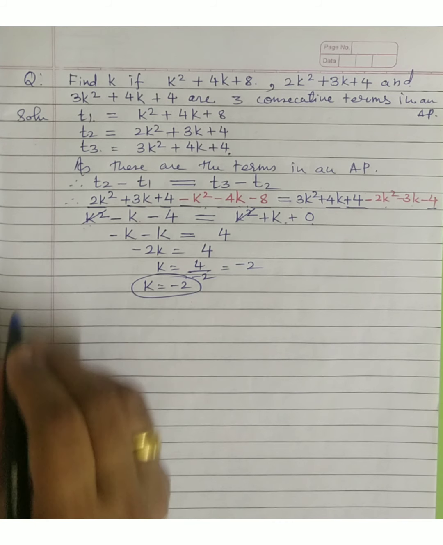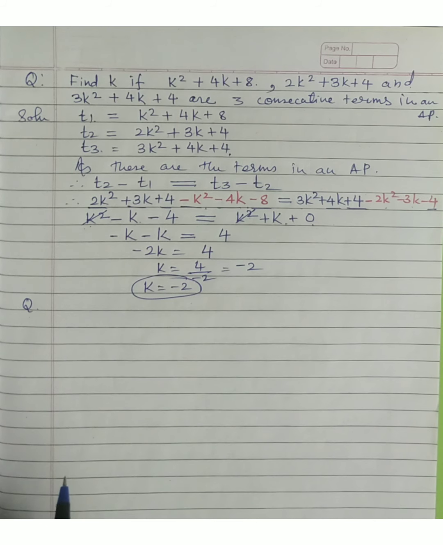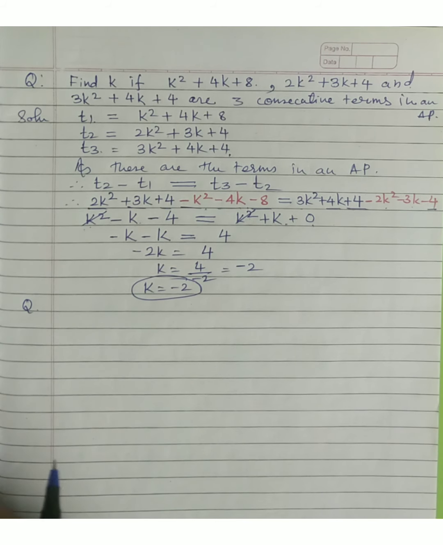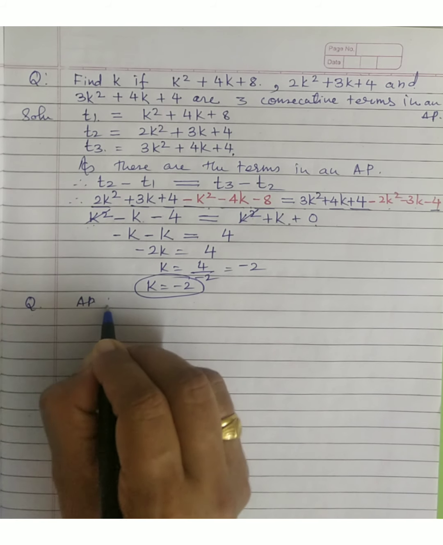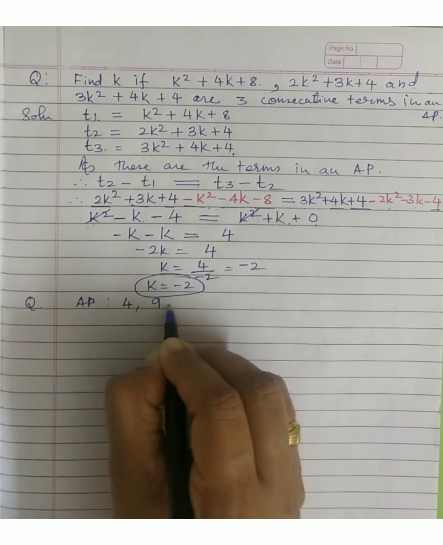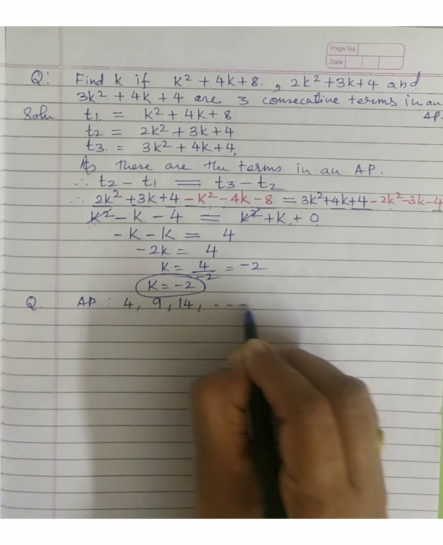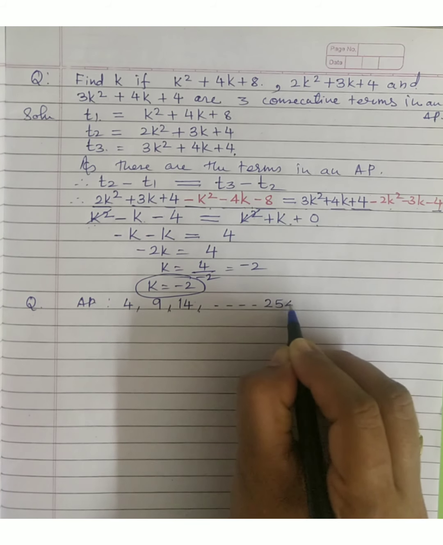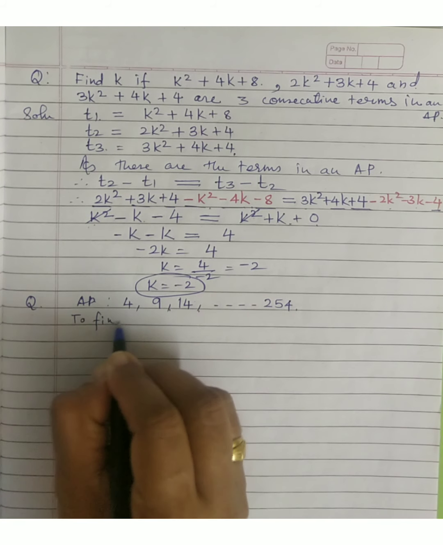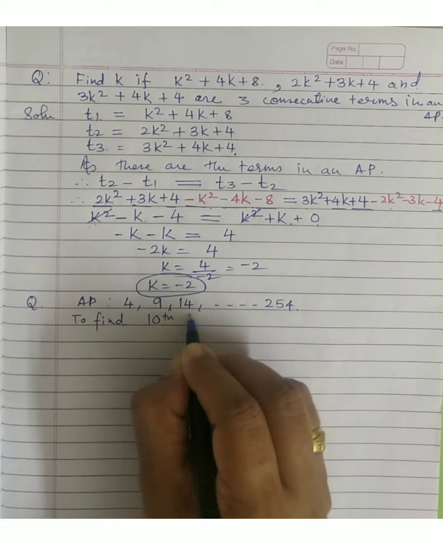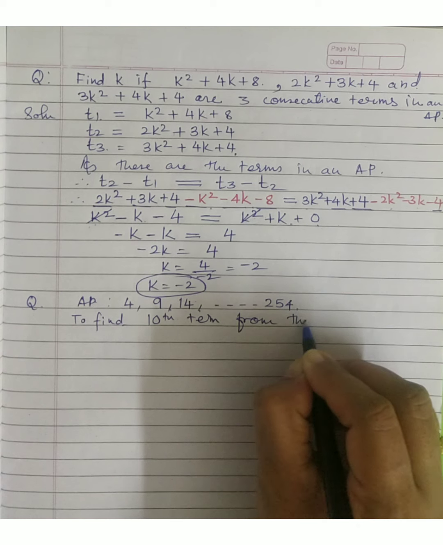One more interesting question, let's do. Find the 10th term from the end of the AP. You are given the AP 4, 9, 14. Last term is 254. And what you have to find? 10th term from the end.